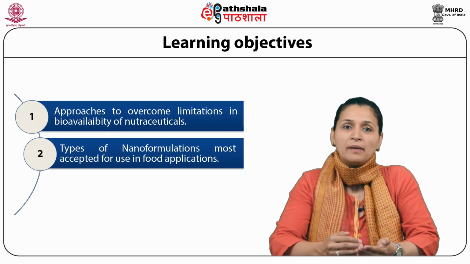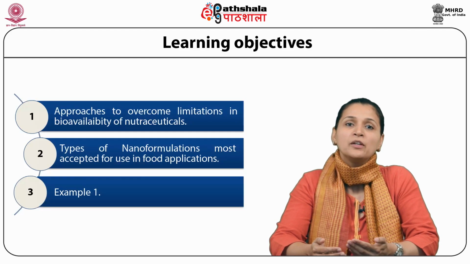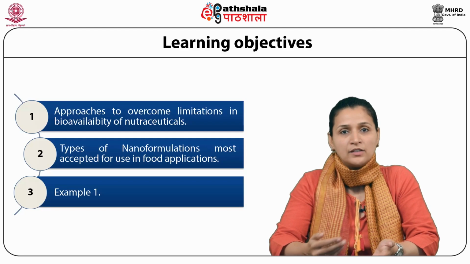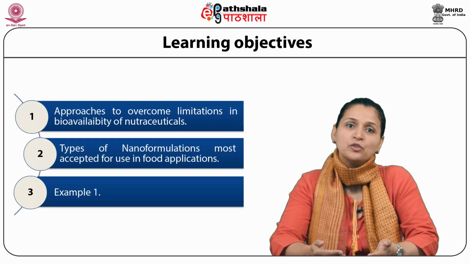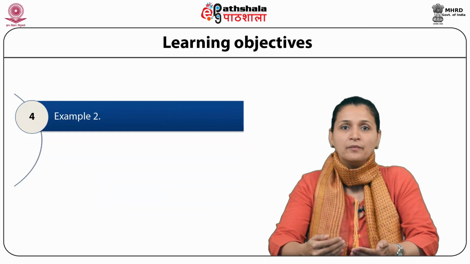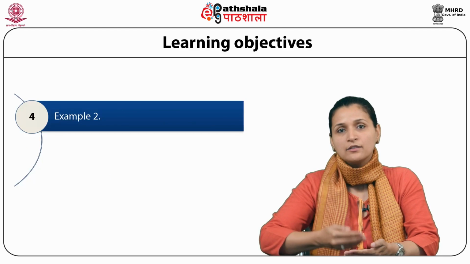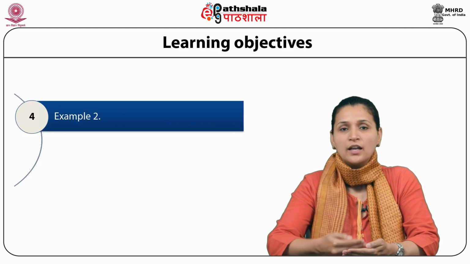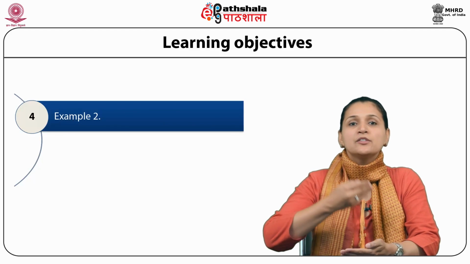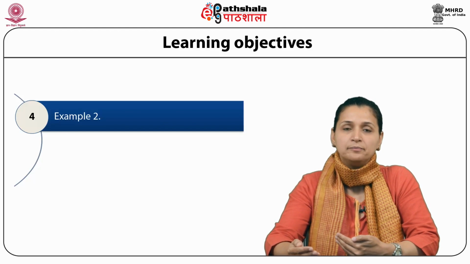We will take two specific examples in this module. One will be the formation of beta-carotene nanoemulsion and how that has been used for value addition of butter and juice. And the second example will be specific, in which we have extracted certain bioactives from peels of a fruit, converted those bioactives into nanoformulations, and made it into a nutraceutical product.